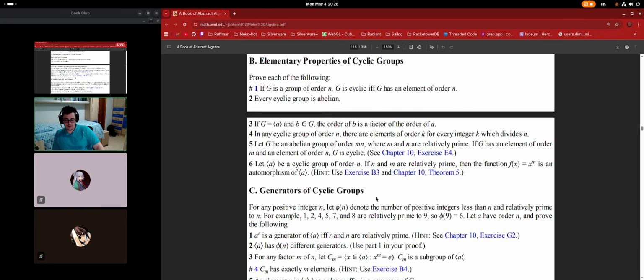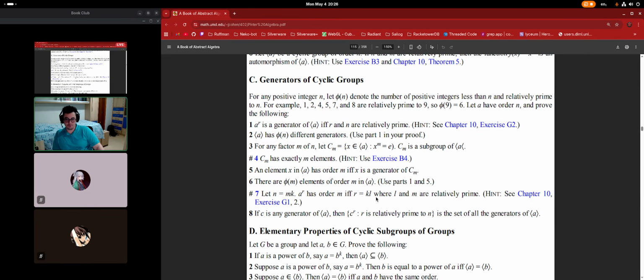Okay, so generators of cyclic groups. Anything worthwhile in C in you guys' opinions? I don't have that many opinions today because, like I said, I haven't spent as much time reading the exercises thoroughly as I should have. I didn't have that much time this week. So that's my defense.